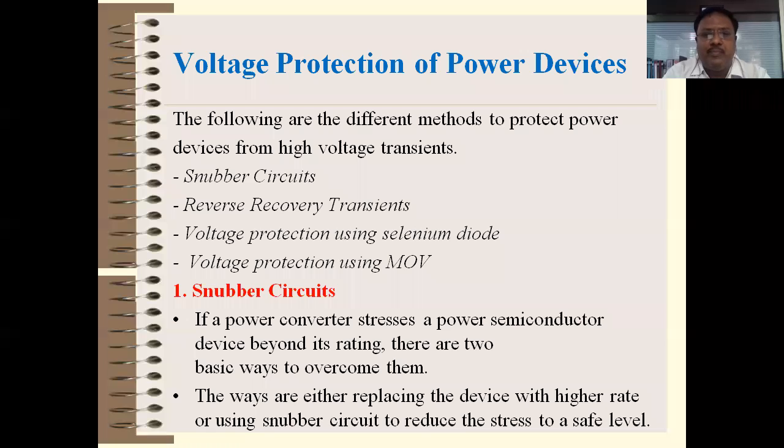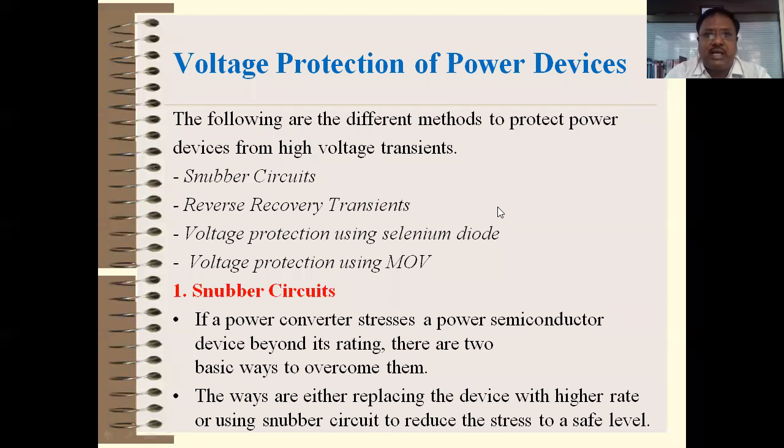So we should protect our devices from any power high voltage spikes or fluctuation in voltage, right? The following are the different methods to protect our power devices from high voltage transients. First one is the snubber circuit, second reverse recovery transients, voltage protection using selenium diode, and voltage protection using metal oxide varistors. These are some examples, right?